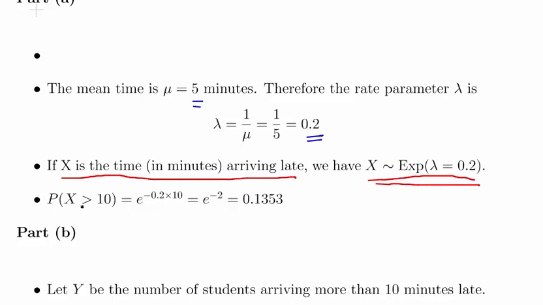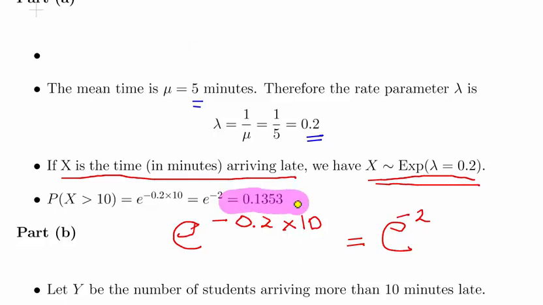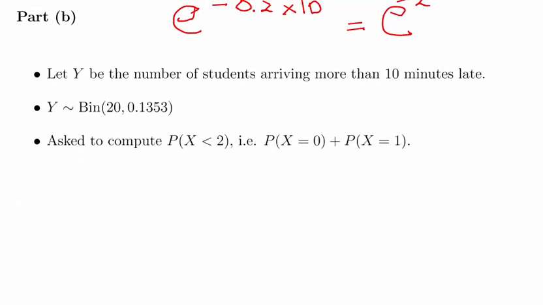So the probability of x greater than 10 is simply the exponential of minus 0.2 times 10, and that is the exponential of minus 2, and that should give you an answer of 0.1353. Okay, good stuff.